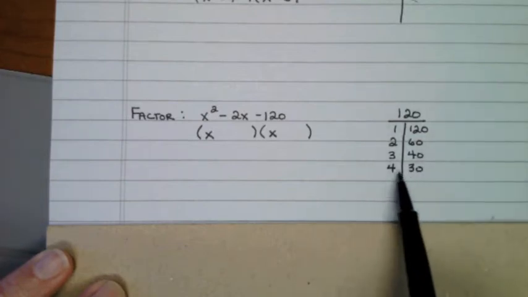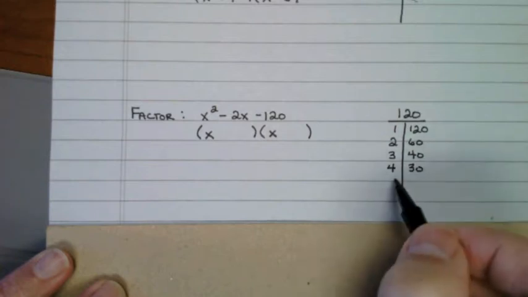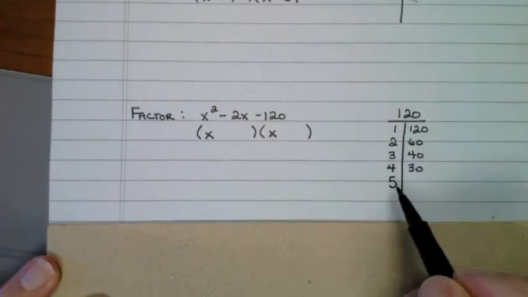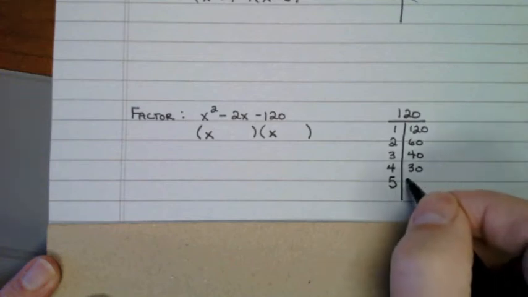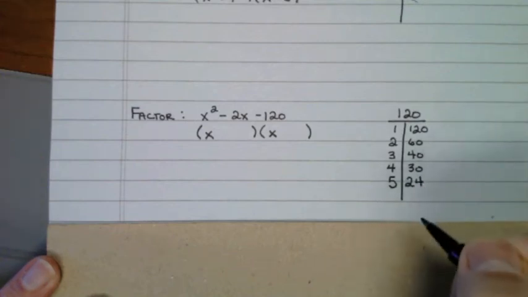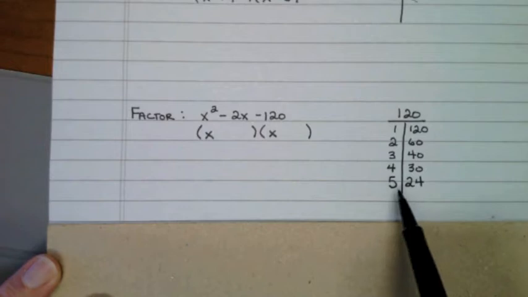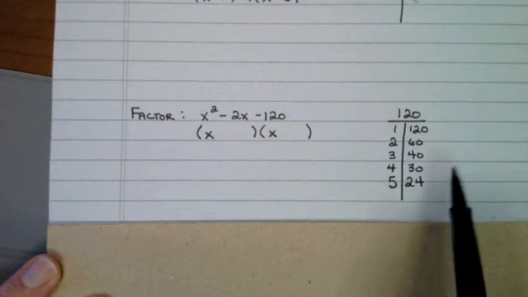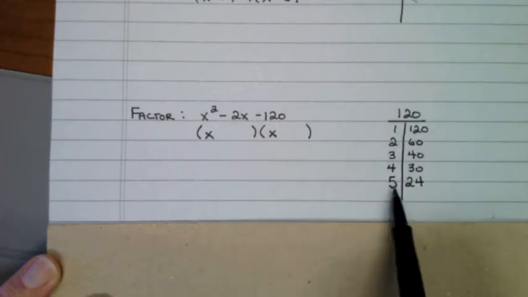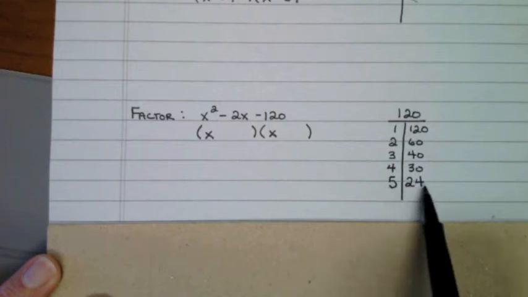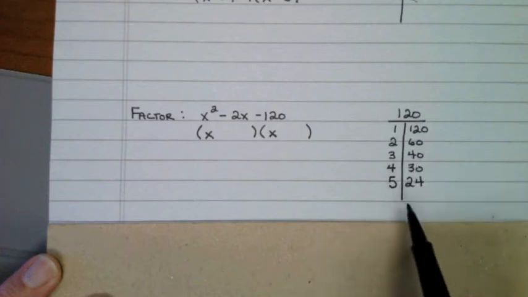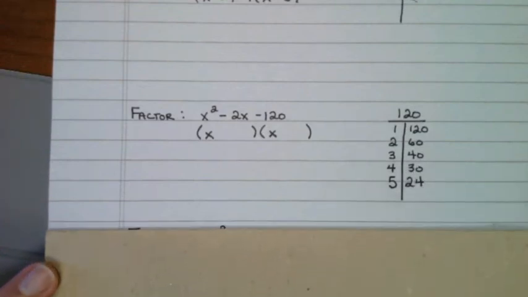Any way I can add or subtract these and get this number in the middle? If I added them, I get 34. If I subtract them, I get 26. So no, those aren't the ones I'm looking for. Will 5 go into 120? 24 times. Any way I can add or subtract these two numbers and get 2? If I add them, I get 29. If I subtract them, I get 19. Not the two numbers I'm looking for. I'm going to keep going until I find my two numbers.